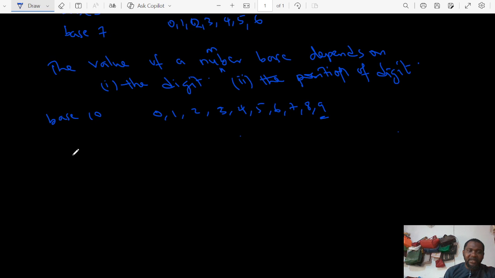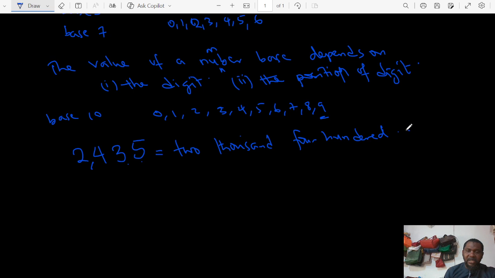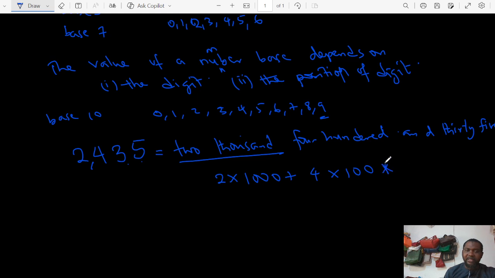Now look at this number. Can you tell me what this number is? I'm sure you are right. It is 2435. So we say 2000, then 400 and 35. Now 2000 simply means 2 times 1000. 400 means 4 times 100. Plus 30, which means 3 tens, 3 times 10. That's what 30 is. Then 5 is just 5.